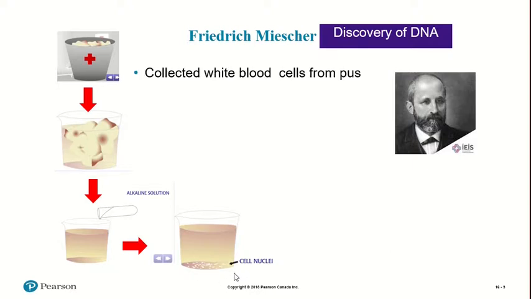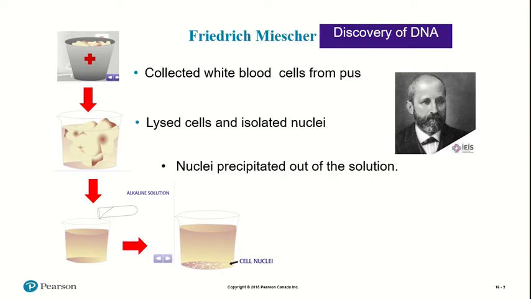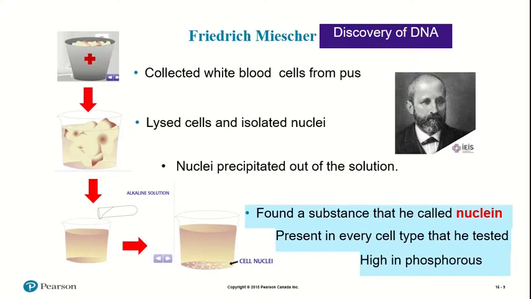So he collected white blood cells from the pus, then he lysed the cells and isolated the nuclei, and the nuclei precipitated out of the solution. As a result, he found a substance that he called nuclein that is present in every cell that he tested. And he found something very interesting, that it has a high concentration of phosphorus.